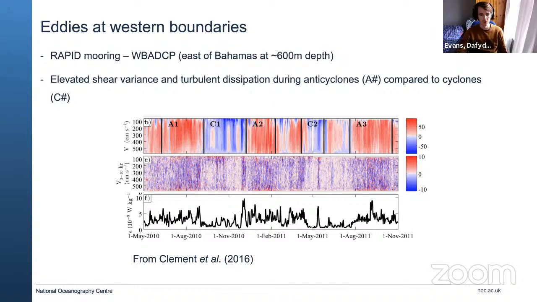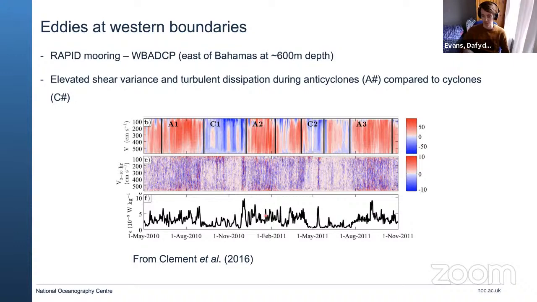And notably in this time series, we see that there's a lot more high-frequency subinertial velocity shear, essentially, associated in particular with anticyclonic eddies. And when from the shear you compute the net dissipation within the water column, you see that dissipation is particularly elevated during anticyclonic eddies, and not necessarily so during cyclonic eddies.